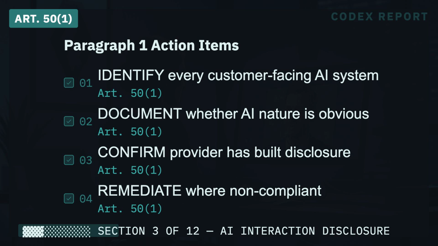The compliance action items from paragraph 1 are clear. Identify every AI system in your organization that interacts directly with natural persons. For each, document whether the AI nature is obvious from the context. Where it is not, confirm that the provider has built-in disclosure mechanisms.